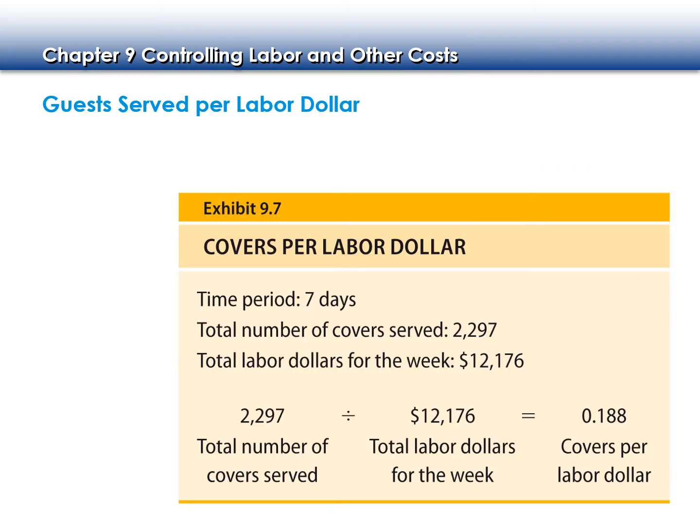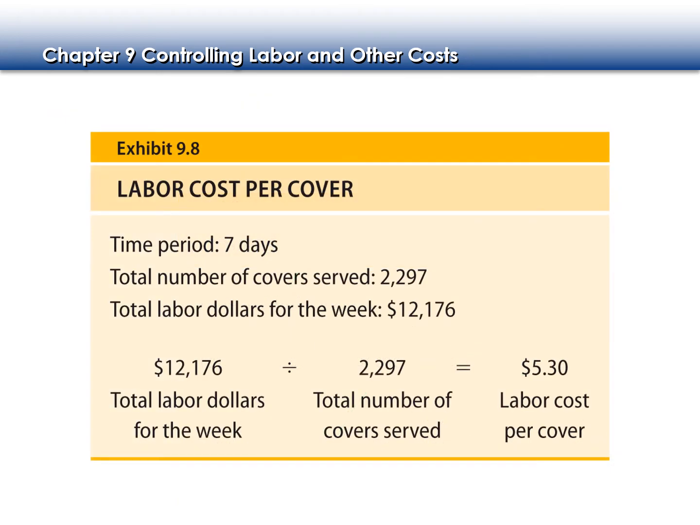With this one, we're looking at our covers per labor dollar. The money that we spent was $12,176, and we served 2,297 guests. So our covers per labor dollar, remembering the dividing sign, gives us 1.188 covers per labor dollar. So that's less than 1 cover that we served per dollar that we spent on labor.